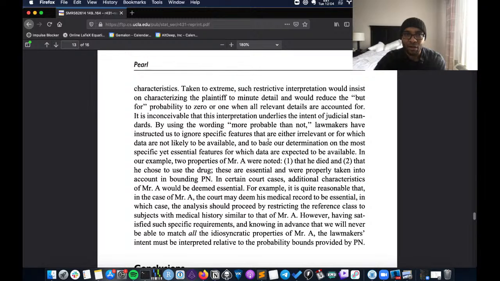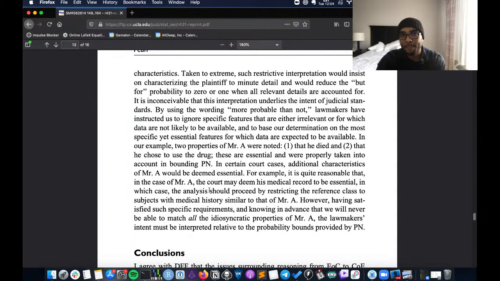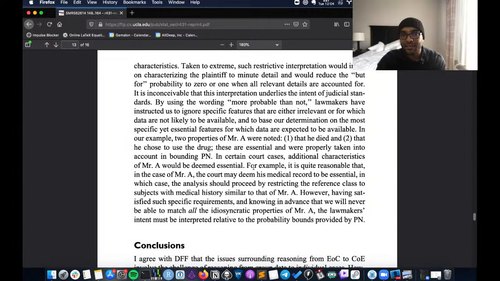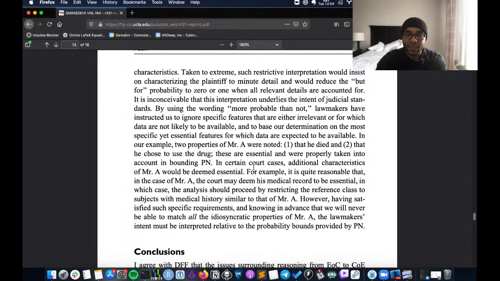By using the wording "more probable than not," all right. So he's just kind of arguing that, unfortunately, we make probable statements about people all the time without knowing what they wrote in their diary when they were 8.